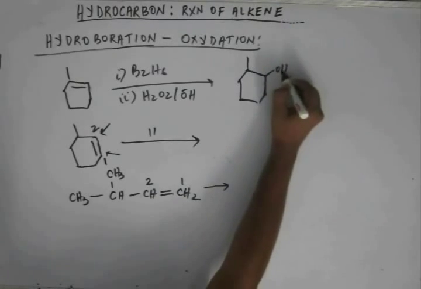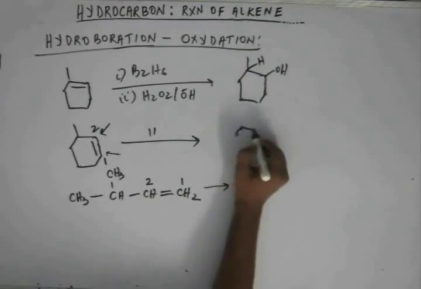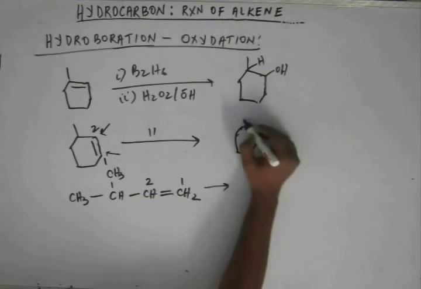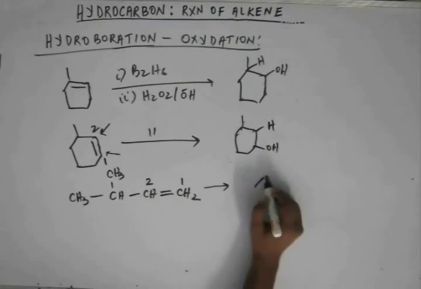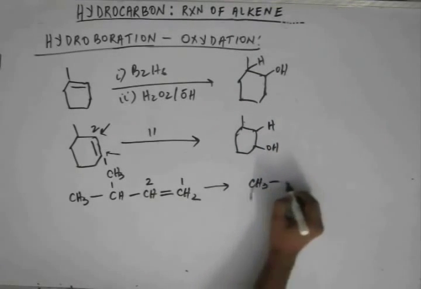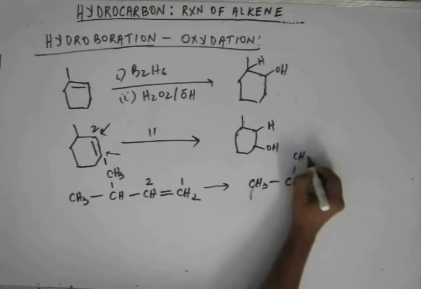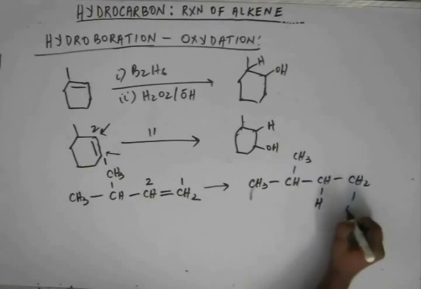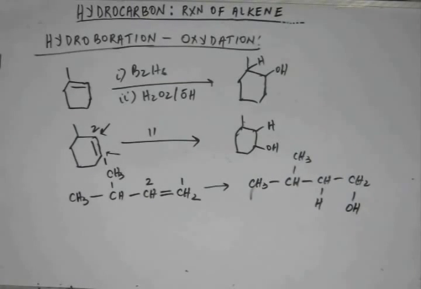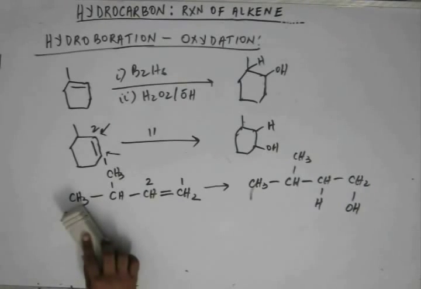You get an OH here, you get an H here. You get hydrogen as per the anti-Markovnikov rule, and you add OH to the less substituted, less hindered carbon. This is how you write the product for hydroboration oxidation. Simple, easy. Now these two reactions are over. Now let's move to another kind of addition reaction.